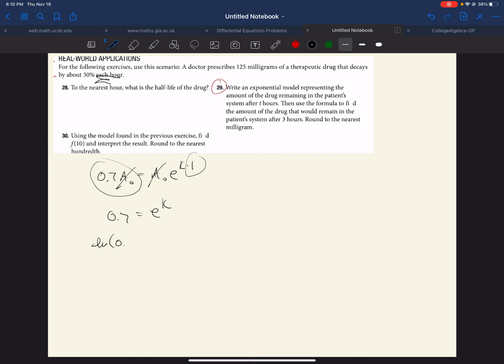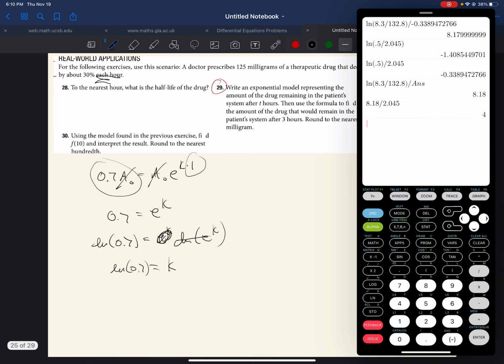If I ln both sides, I get the ln of 0.7 is the ln of e to the k. The ln and the e cancel, and I get k is the ln of 0.7. And so if I take the ln of 0.7, it's negative 0.356674949, and that's close to negative 30%, but it's actually negative 35.667494333%. And because that happens, it's not exactly that value.